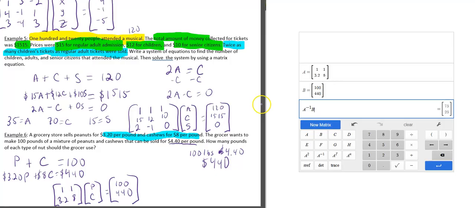So again, it says how many pounds of each type of nut should be sold. Well, we want 75 pounds of peanuts and we want 25 pounds of cashews. That's just the abbreviation for pounds.